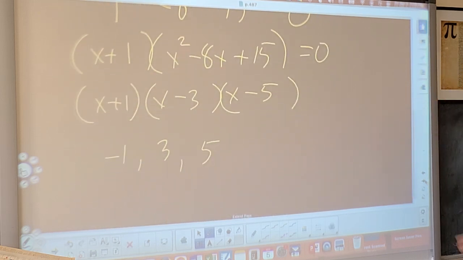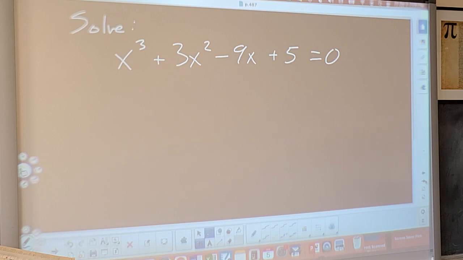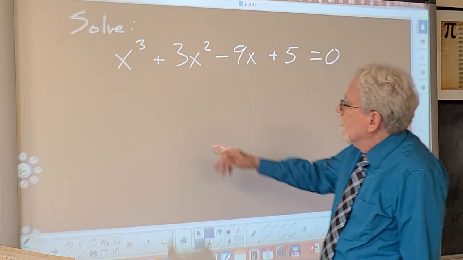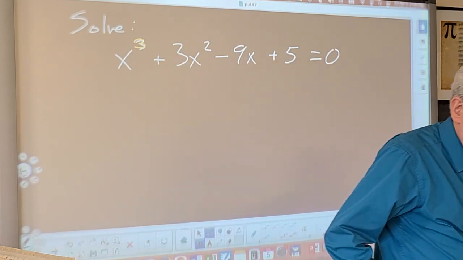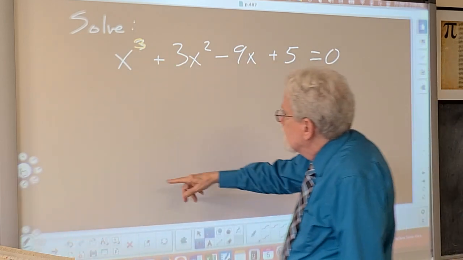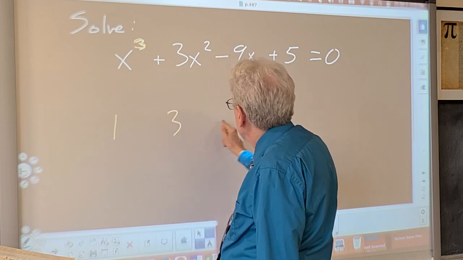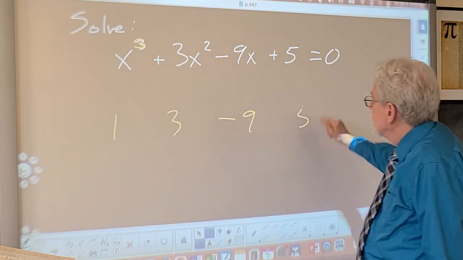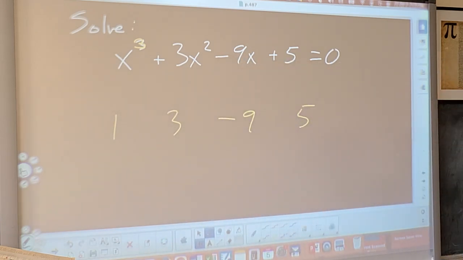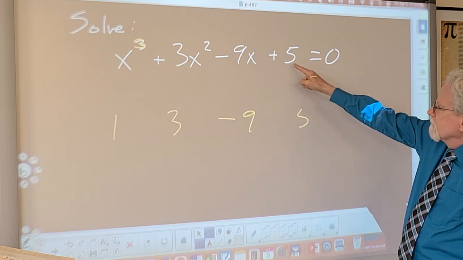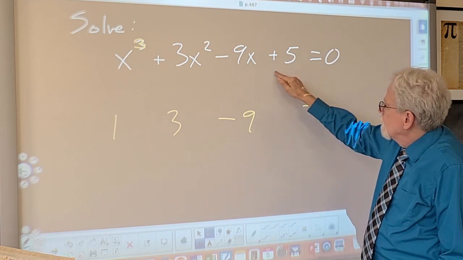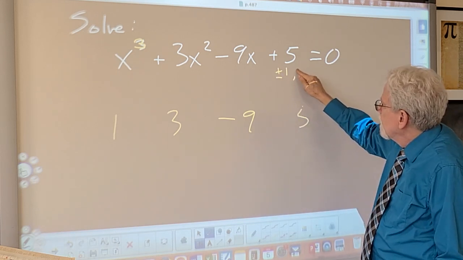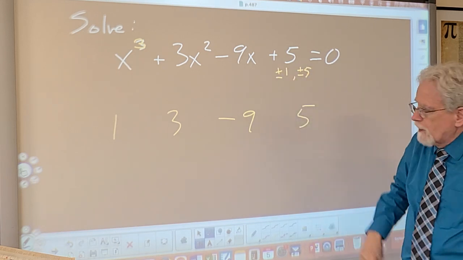All right, do I have any more examples here? Yes, I do. Let's continue on. We've got time. Another third degree equation, which says we're going to use synthetic division. Coefficients: 1, 3, -9, and 5. No missing terms, we're fine. This is kind of nice, because there are only 4 possibilities. It could be plus or minus 1, or plus or minus 5. There are no other possibilities.